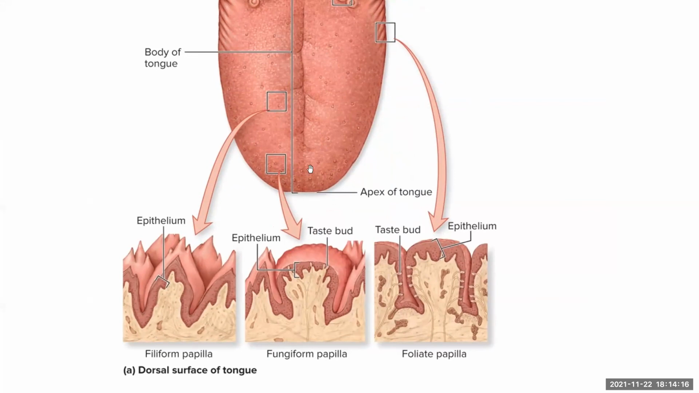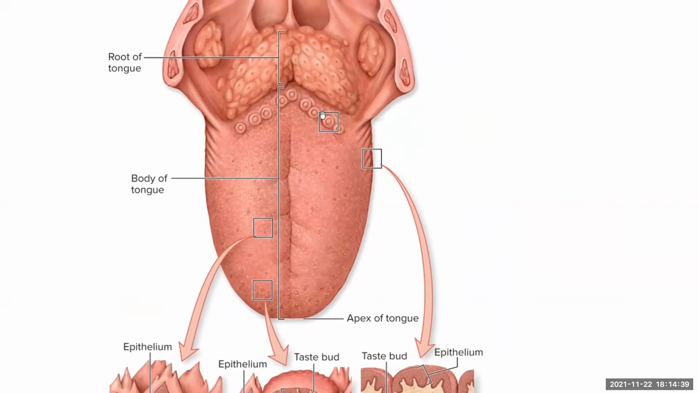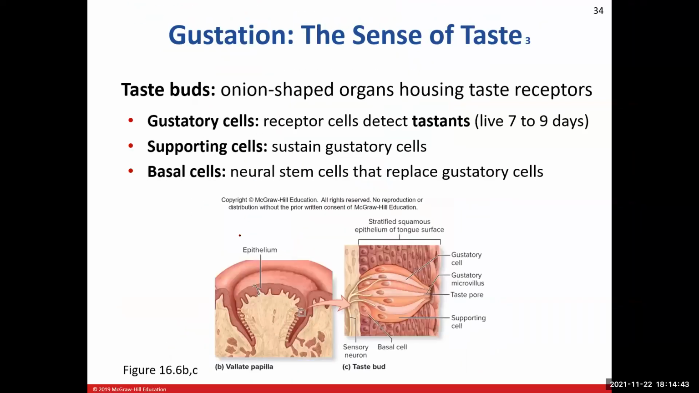In addition to the filiform papillae, we'll have our fungiform papillae. These will have a few taste buds, and you can see they're kind of interspersed here in the papillae. And then towards the back of our tongue and the lateral portion of the tongue, we have our foliate papillae back here. These are the ones that are present during early childhood. And then right here, these are going to be the vallate or circumvallate, and that's what you see here in this picture.